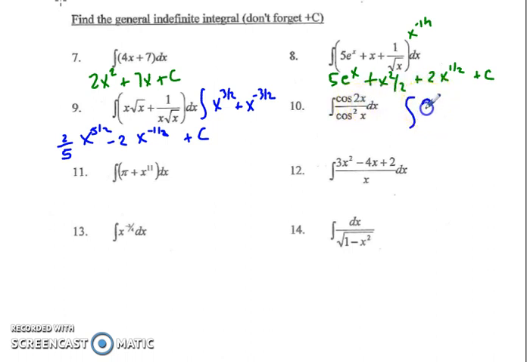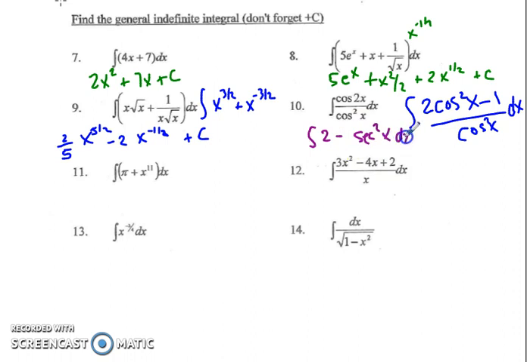But cosine of 2x is 2 cosine squared x minus 1, and that is over cosine squared x. So this simplifies nicely to just 2 minus 1 over cosine squared, which is actually just secant squared x. So the integral of this guy, 2 integrates to 2x, secant squared integrates to tangent. And you would not have been able to get that without your cosine double angle formula.